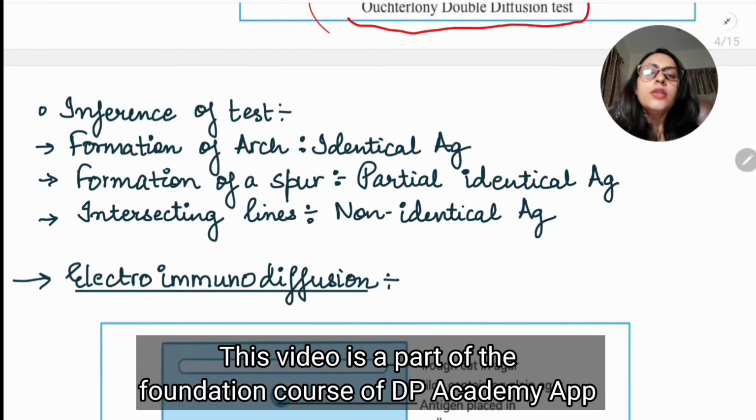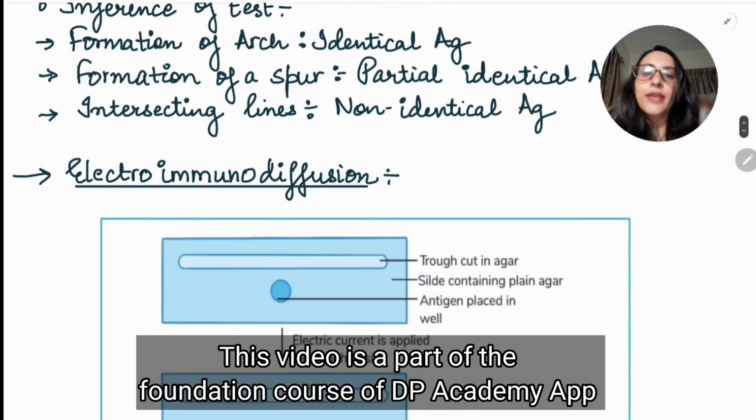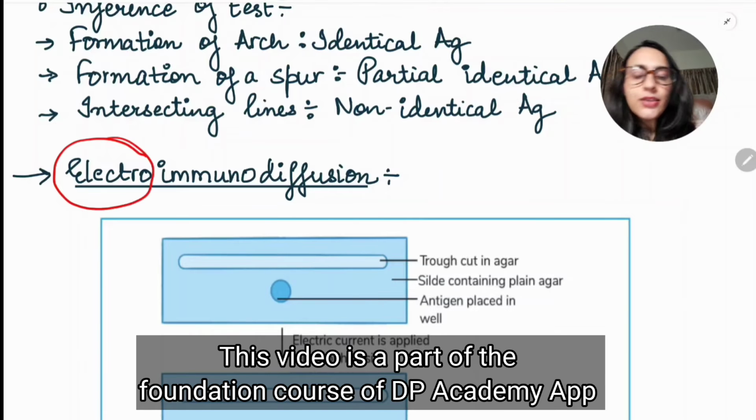Now, since you have taken antigen and antibody and then you wait for this arch formation or ring formation, whatever it is, it is a time-taking process, right? So to fasten this process, we have come up with a way in which you react the antigen to antibody in an electric medium. So that is electro-immunodiffusion. Here, electric current is passed. Antigen reacts with antibody in a diffusion medium.